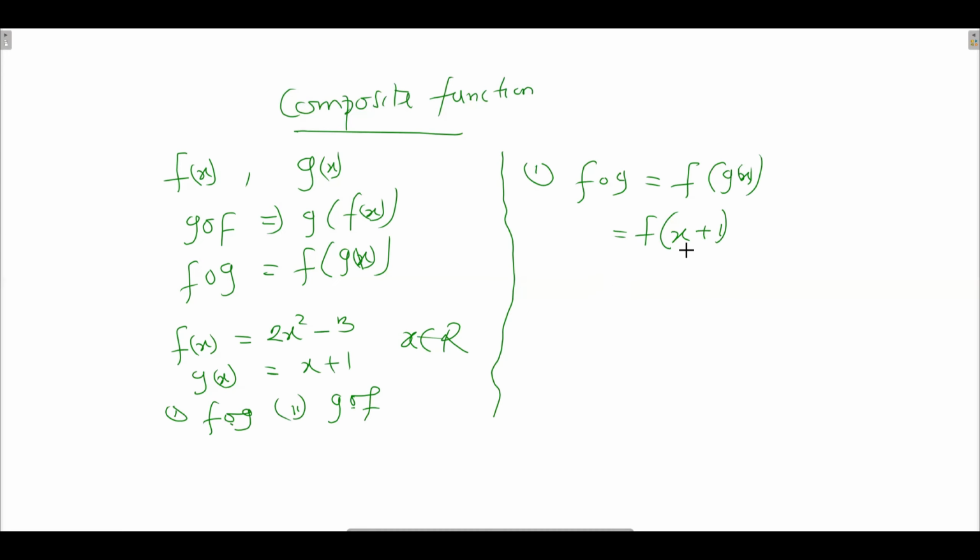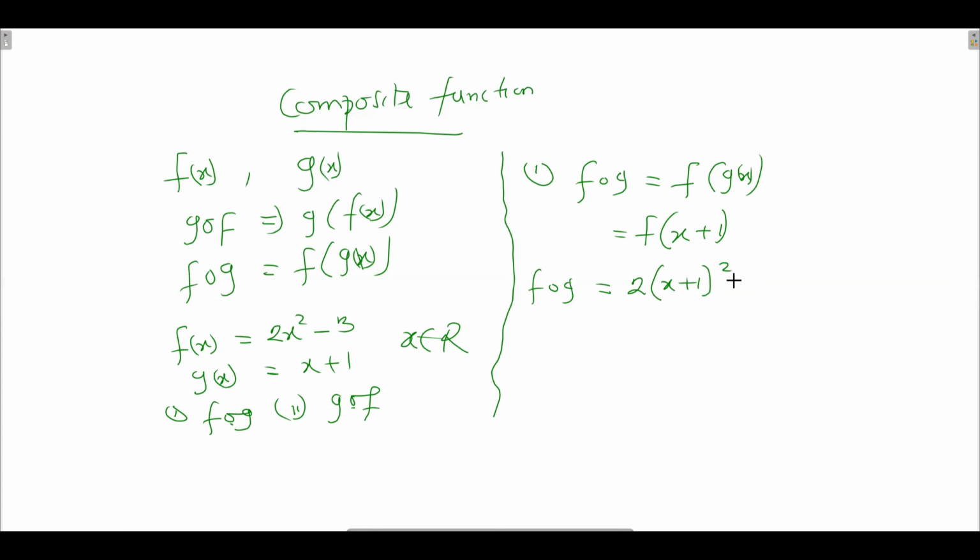Now, what this means is that if I go to function f, anywhere I see x in function f, I will put x plus 1. So my f o g means that when I go to function f, which is defined as 2x squared minus 3, I'll say 2 into bracket. Anywhere I see x in f of x, I will put x plus 1.